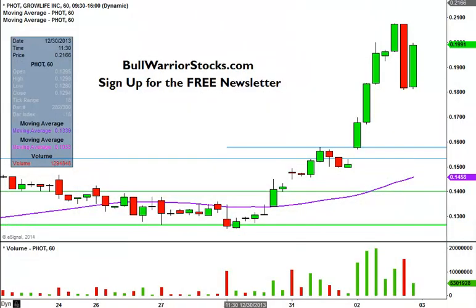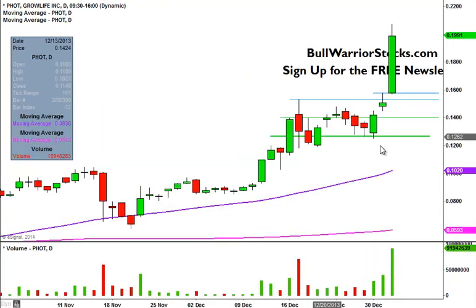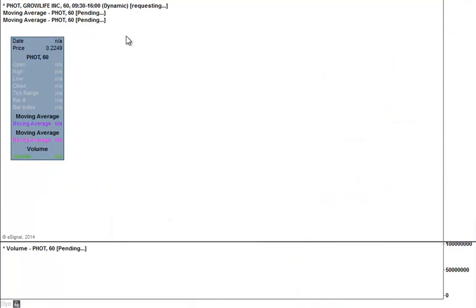Now, the reason I want to do the 60-minute is if I pull up the daily real quick, you can see that there's really not too much that can be taken from it other than price started to creep back up the past couple of days, and then today just absolutely exploded. So I won't call the daily chart worthless, but I just think we can get a lot more information from the 60 minutes. So that's where we're going to spend our time.